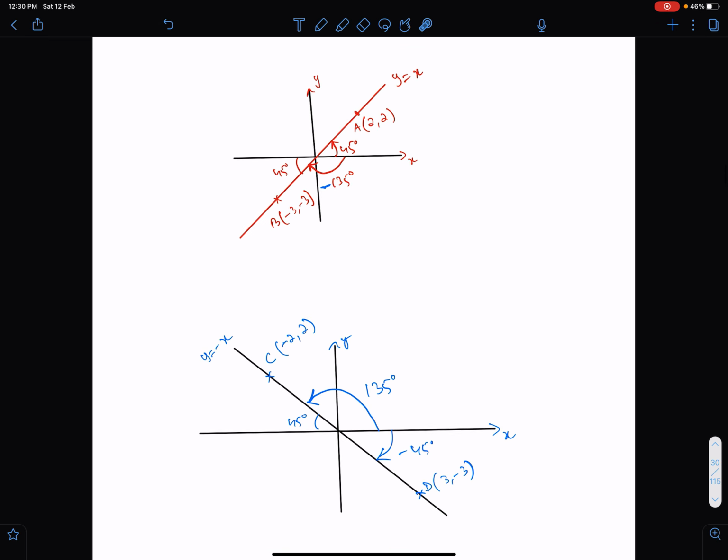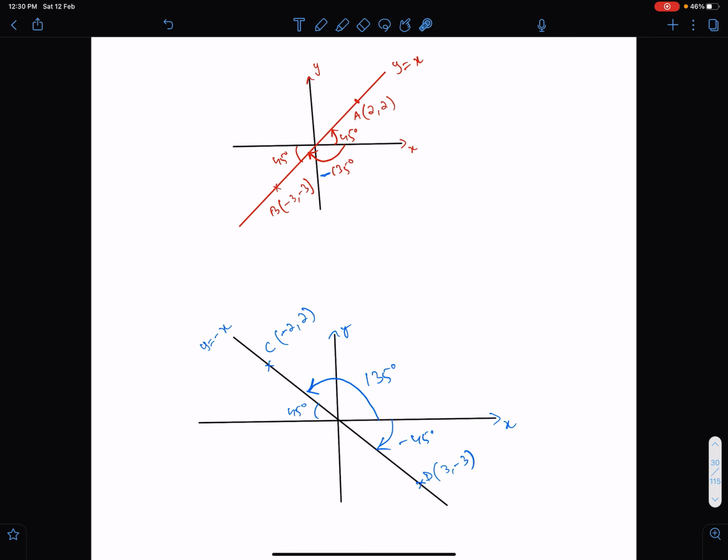Sketch is compulsory for argument. This is y is equal to x. This is in real numbers, not in complex numbers. 2, 2. Same values, x, y. So y is equal to x. 45, minus 135. This is y is equal to minus x. This angle is 135 and this angle is minus 45.